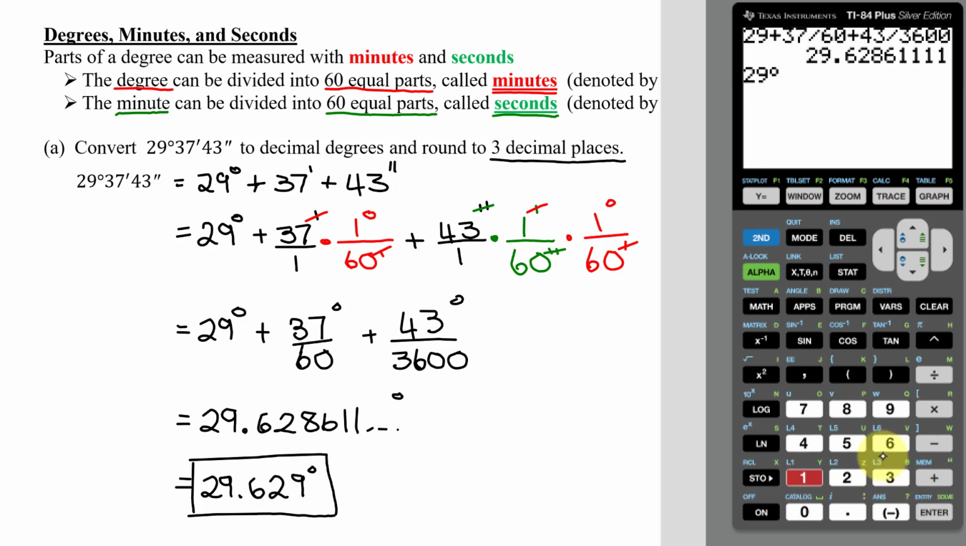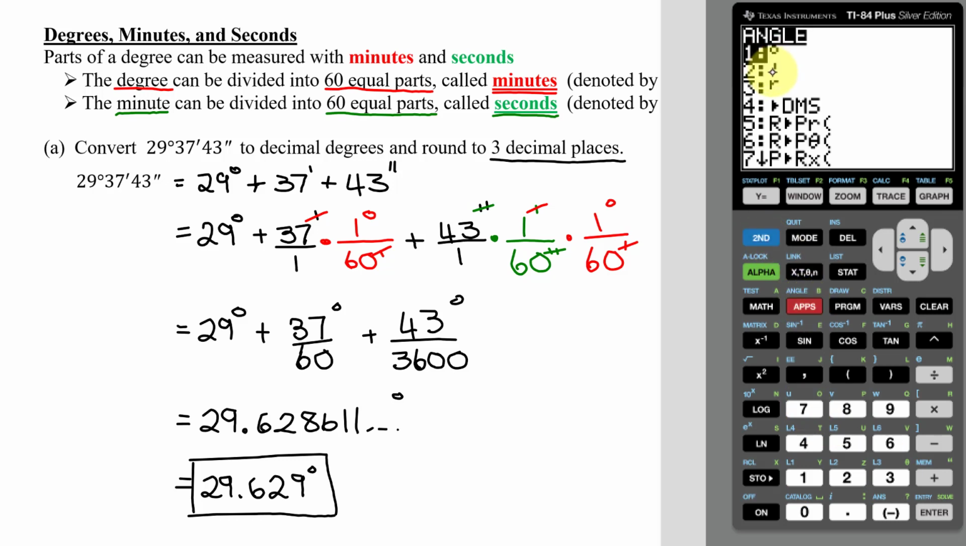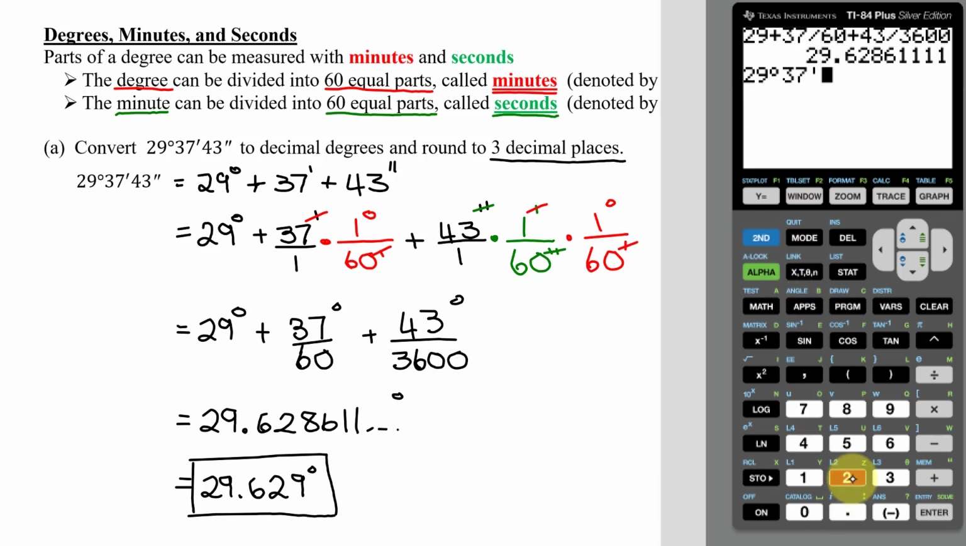Then I need my 37 minutes. So you do second apps. I need 2 now for my minutes. And finally, 43 seconds. And seconds is in green above the plus key. So I have to hit alpha plus, and it puts in my seconds. Now all you have to do is hit enter, and it should give you the exact same answer we had up here.